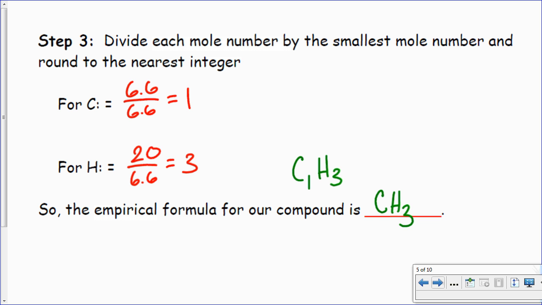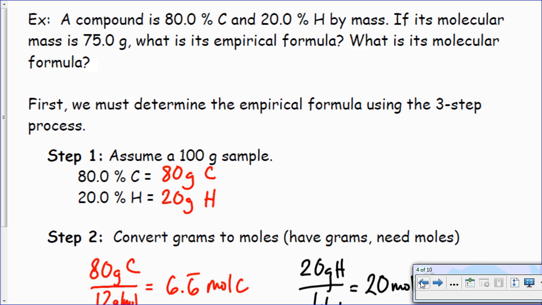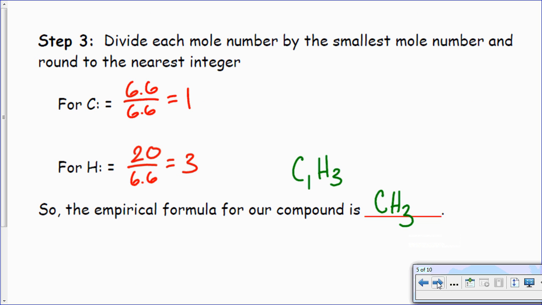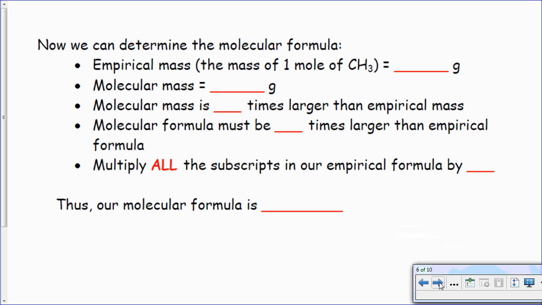So we found the empirical formula, which is the first thing that was asked. What's the empirical formula? Check. Now we've got to figure out what the molecular formula is, which means we're going to have to use this 75 grams and the empirical formula that we just figured out in order to do it. You take the empirical mass, which is for 1 mole of CH3. This is like the gram formula mass. That would be 12 plus 3, that's 15 grams. Carbon's 12, hydrogen's 3, 3 plus 12 is 15.